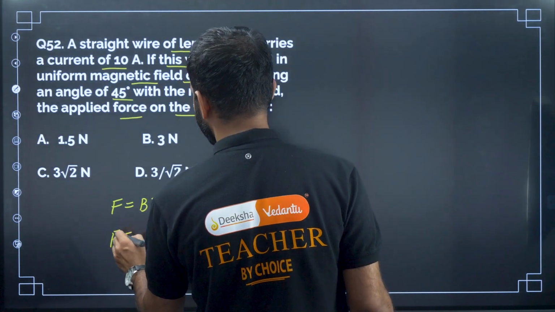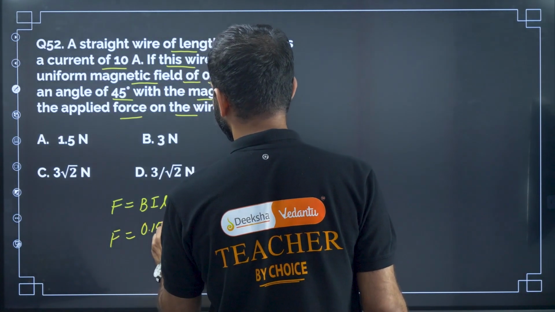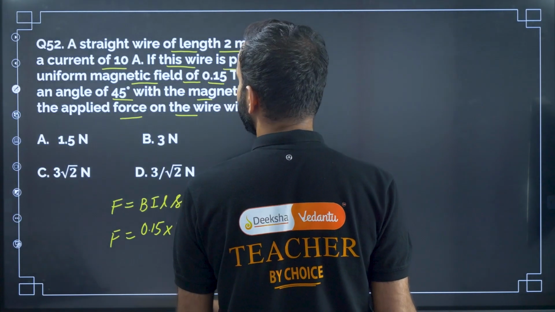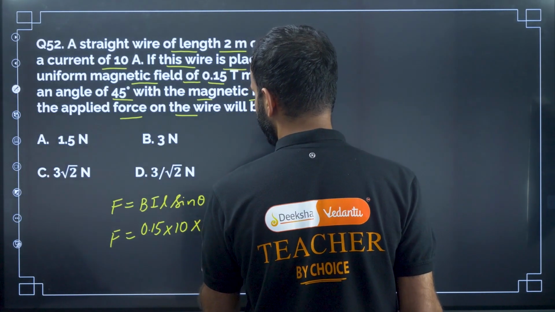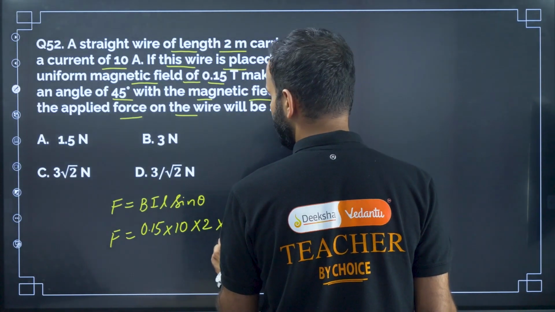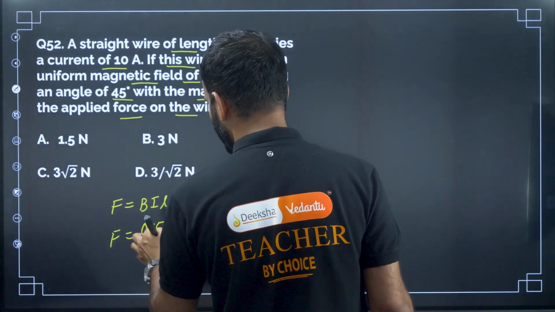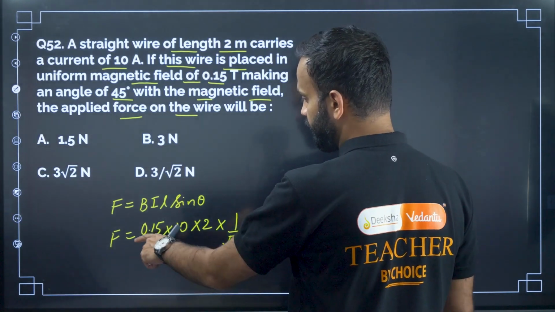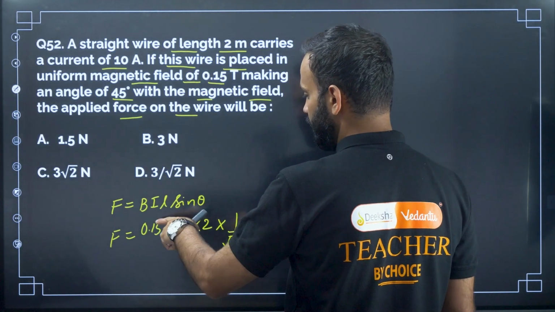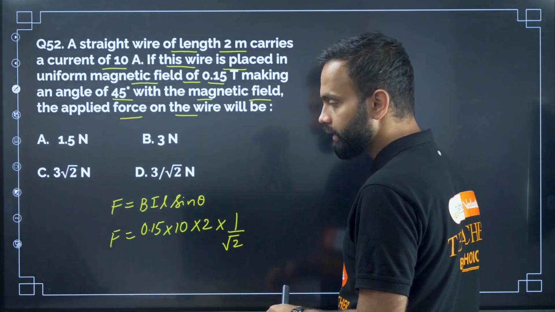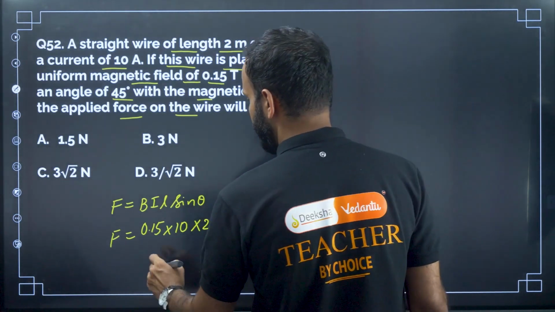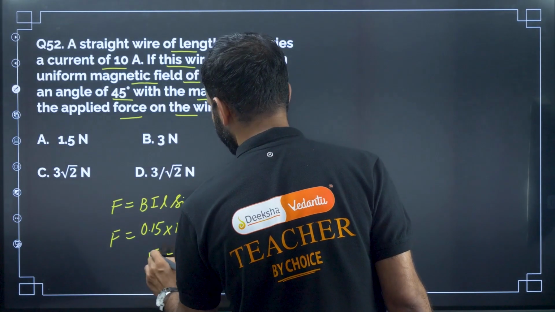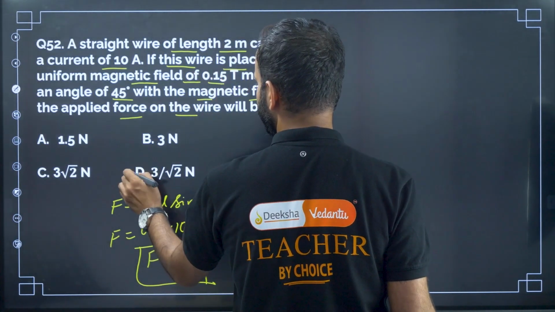So F equals 0.15 into I, which is 10 ampere, and the length is 2 into sine 45 degree, that is 1 by root 2. So 2 into 0.15 is 0.3, and 0.3 into 10 is 3. So F equals 3 divided by root 2 Newton. That's it. So the correct option is D.